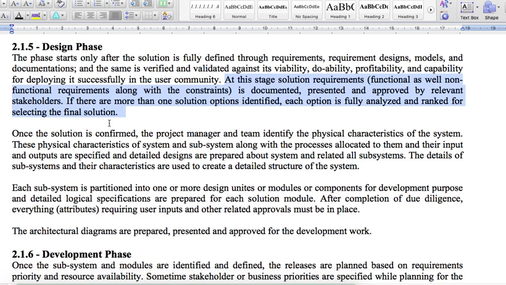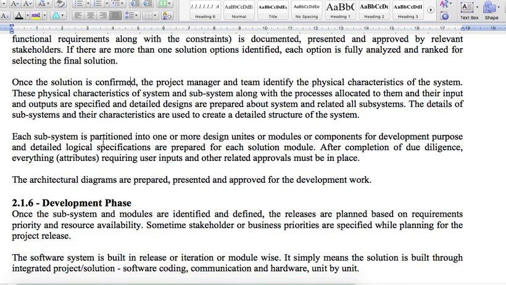Okay. If there is more than one solution option identified, each option is fully analyzed and ranked for selecting the final solution. Now, this is equally important because based on this ranking, you will basically select which solution is suitable for the particular project. Okay. This part is also mentioned in the BABOK.